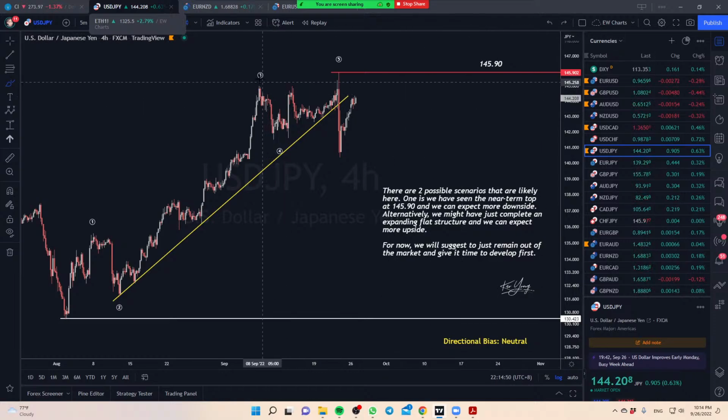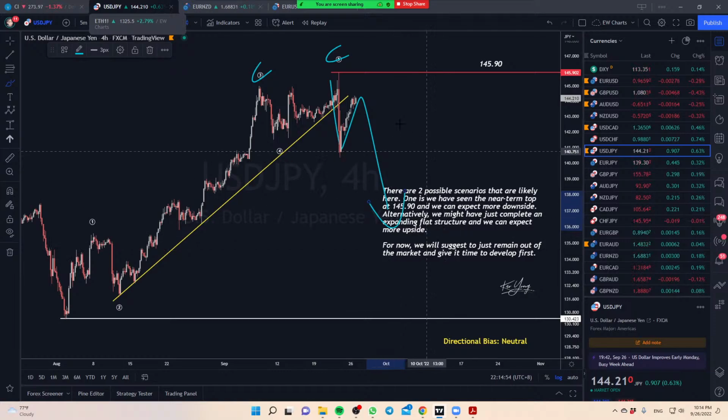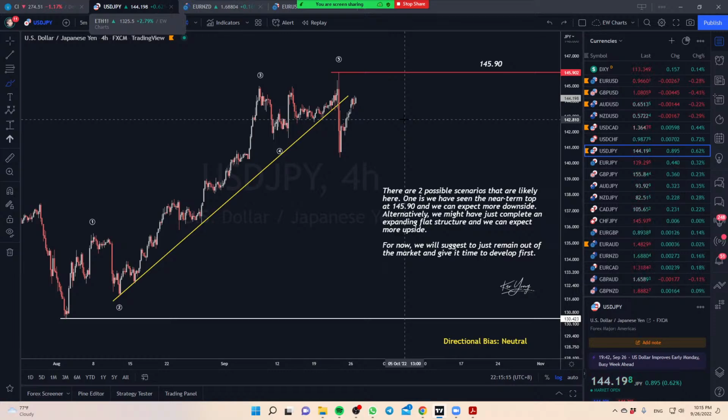Alternatively, what we can see is that this is 3, this is 5, and therefore we are expecting more downside. So one scenario is there's a good chance it can go up. The other scenario, there's a good chance it can come down. But for now, I don't have enough information to make a decision as to which has a higher probability. For that reason, I'm not paying too much attention to dollar yen. Okay, hopefully that makes sense. Yeah.